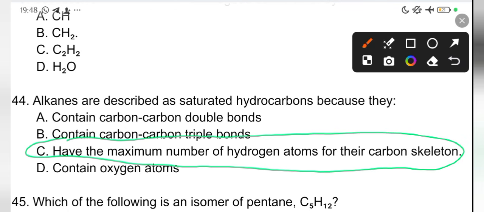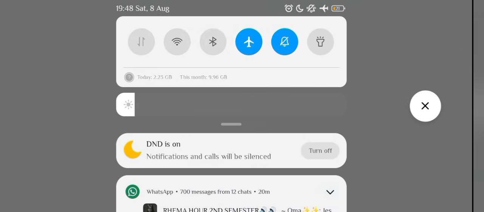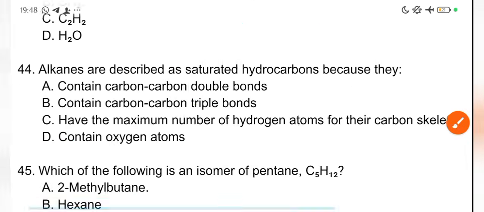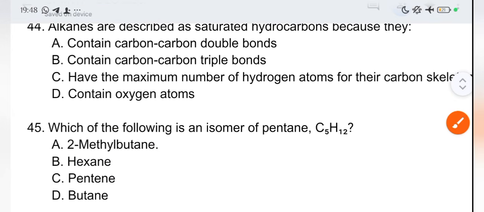The actual reason is because if you look at this carbon, you have C, you have H, and you have H and you have H. The bonds are already saturated. There's no space again. It has the maximum number of hydrogen atoms for a carbon skeleton. That's the reason. 45. Which of the following is an isomer of pentane?